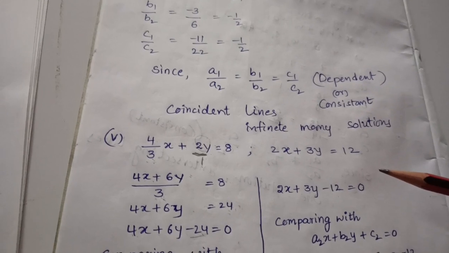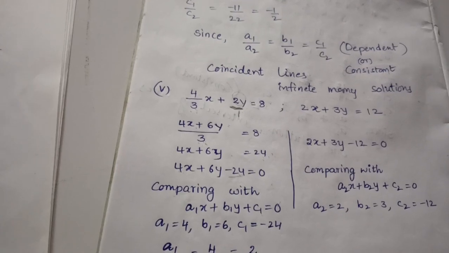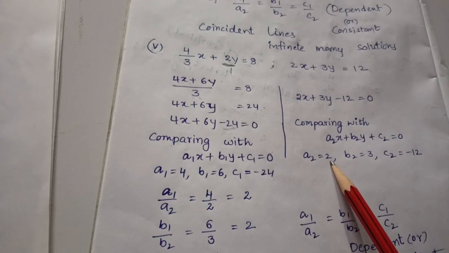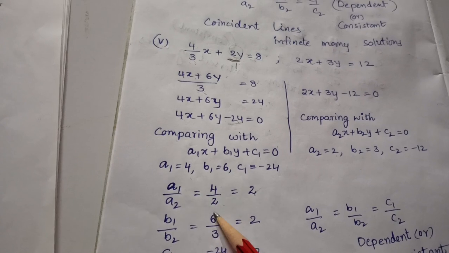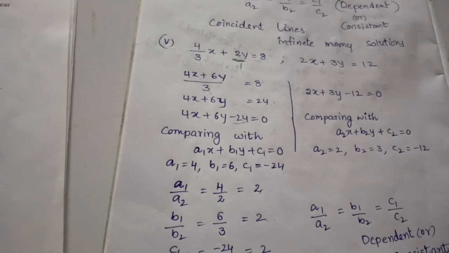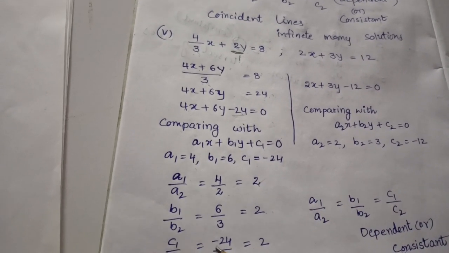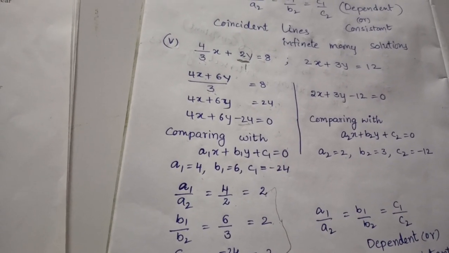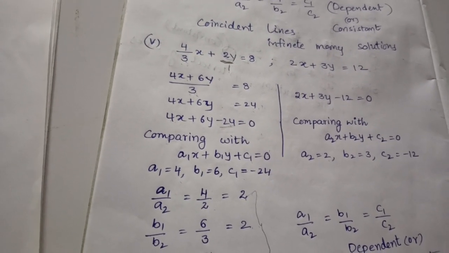Now find the ratios a1 by a2, b1 by b2 and c1 by c2. a1 by a2. a1 is 4, a2 is 2, 4 by 2, 2 2s are 4, so 2. Next b1 by b2, b1 is 6, b2 is 3, 3 2s are 6, so b1 by b2 is 2. Next c1 by c2, c1 is minus 24, c2 is minus 12, so minus minus cancel, 12 2s are 24. So here also these three ratios are equal. a1 by a2 equals b1 by b2 equals c1 by c2.